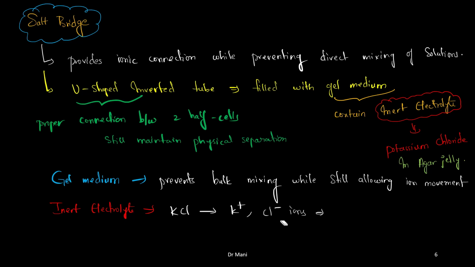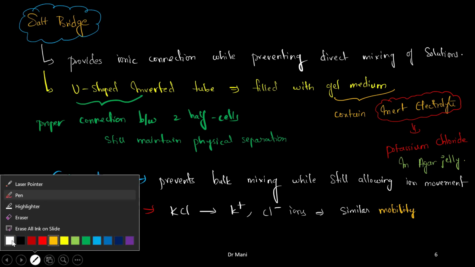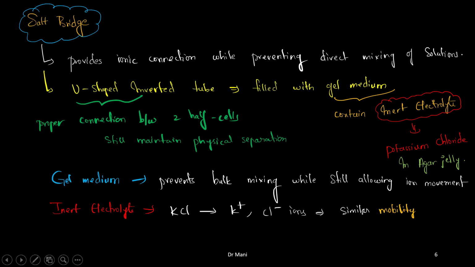If you take these potassium and chloride ions, they will move with a similar pace. That means the velocity of their movement is exactly the same. This is very, very important: they have a similar mobility. I'll tell you in the coming slides how this similar mobility will be helpful. This similar mobility will be helpful for minimizing the junction potential. I'll tell you what this junction potential is.